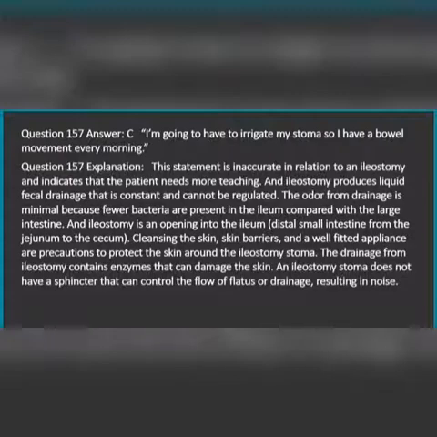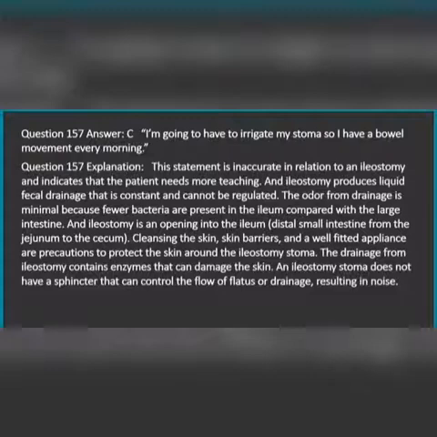Question 157 Explanation. This statement is inaccurate in relation to an ileostomy and indicates that the patient needs more teaching. An ileostomy produces liquid fecal drainage that is constant and cannot be regulated. The odor from drainage is minimal because fewer bacteria are present in the ileum compared with the large intestine. An ileostomy is an opening into the ileum, distal small intestine from the jejunum to the cecum.